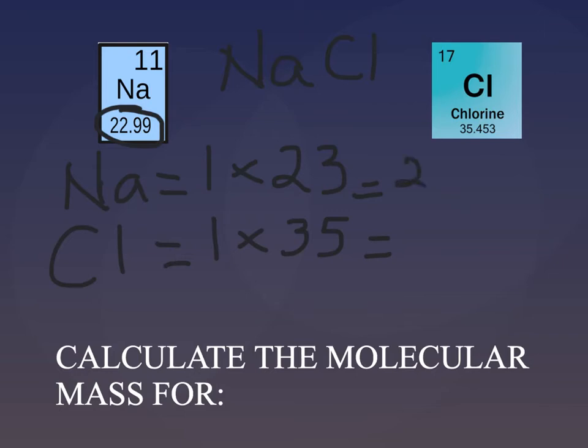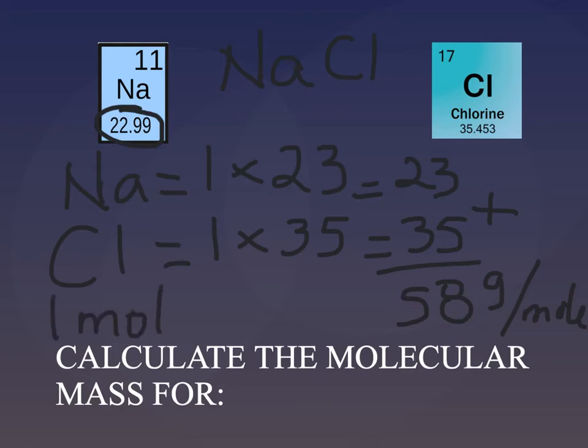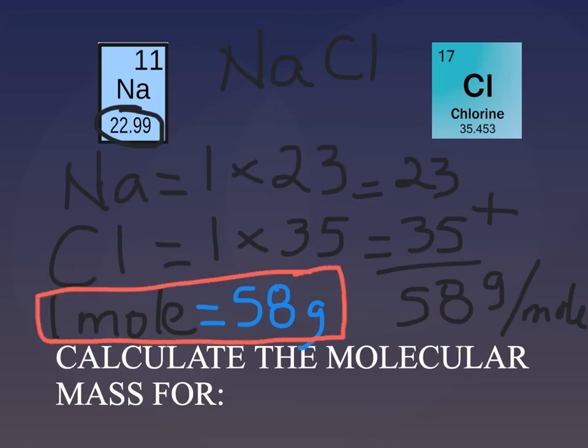23 times 1 and 35 times 1. Then we do the addition and it is 58 grams in every mole of sodium chloride. If I ask you how many grams of sodium chloride can you find in 1 mole, the answer will be there are 58 grams in every mole of sodium chloride.